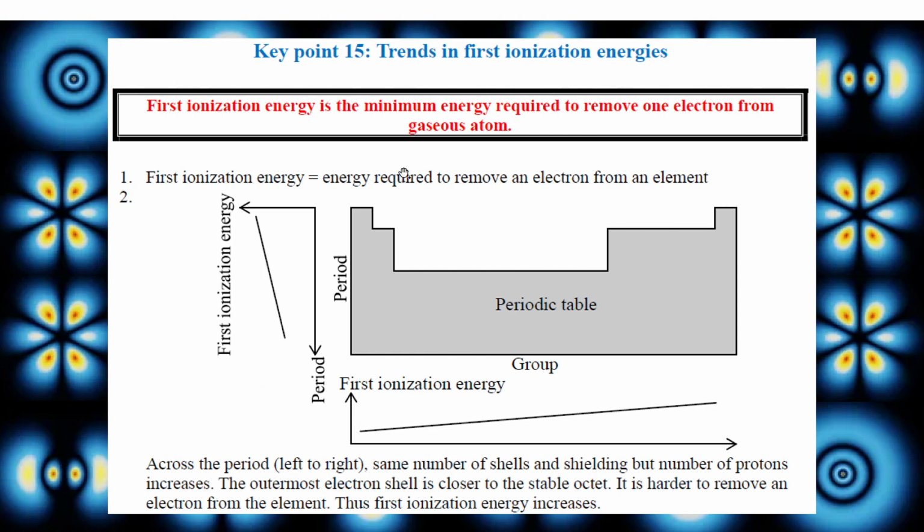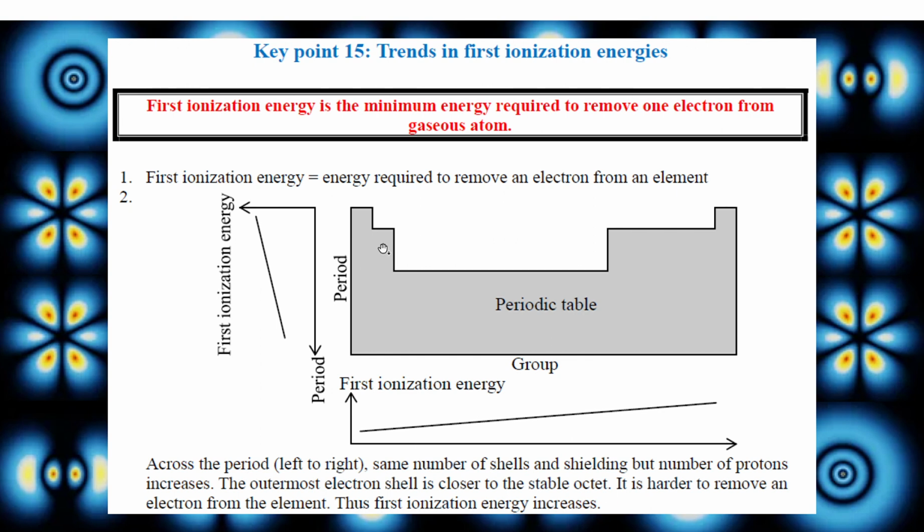First ionization energy is the energy required to remove one electron from the element, of course per mole. Across the period, be careful with this term. Across the period means the same period, from left to right, so period 1, period 2, period 3. Be careful with the word: across the period means the same period, from left to right.